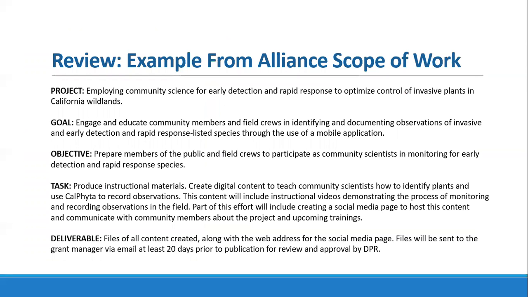So looking back at kind of a generalized example from the Alliance scope of work here, we see a description of the project, what it would do largely, and then a specific goal that stems out of that broad description of the project, and then an objective that achieves a big piece of what that goal is stating, and then a task that is going to achieve part of that objective and advance the project towards completion of the objective, and then a deliverable that provides very specific information to DPR's grant manager that the task has been achieved.